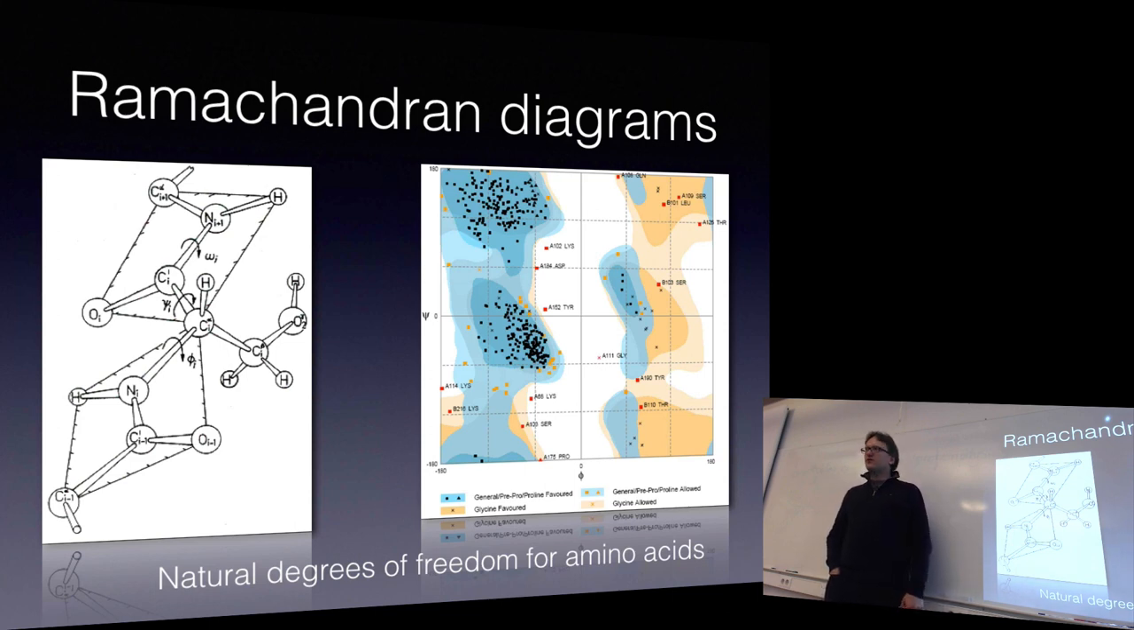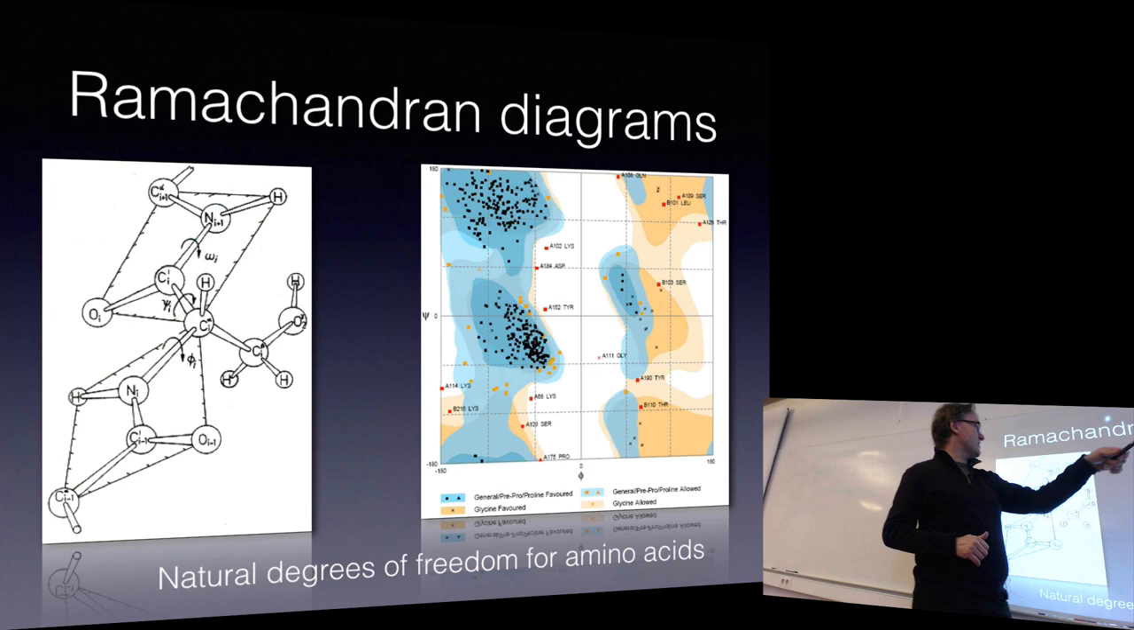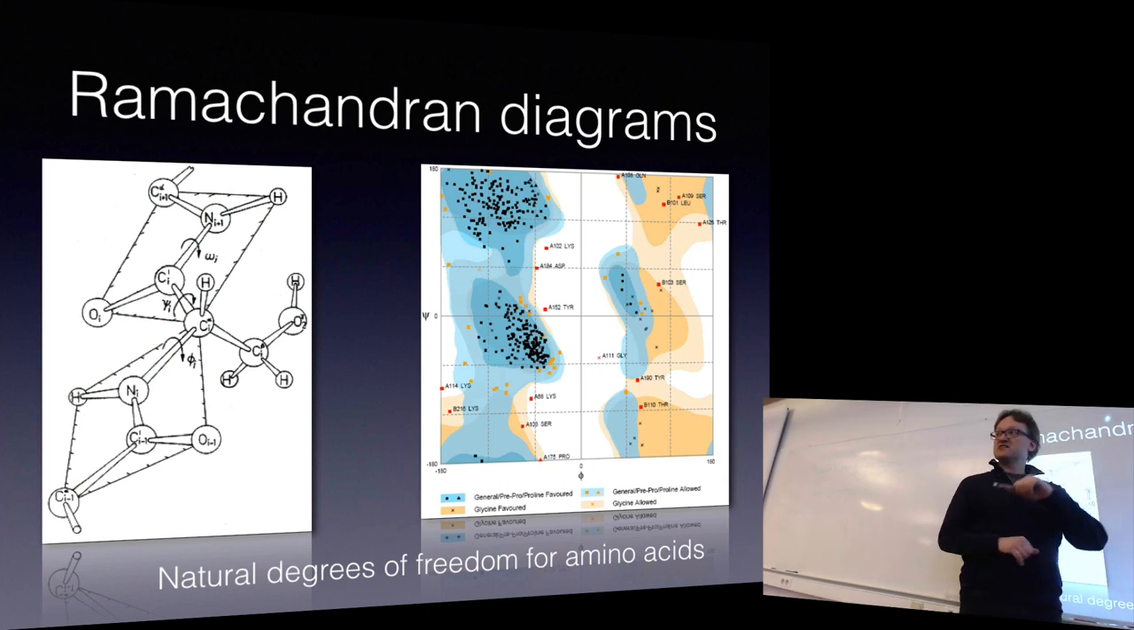And the parts that are full of dots are the parts where it's easy for these amino acids to be, while the parts that are completely empty are the parts where they would collide, they would clash into other things. And it turns out that very large parts of this landscape are disallowed. So this is specifically called a Ramachandran diagram, a fancy name for something that's actually pretty simple.